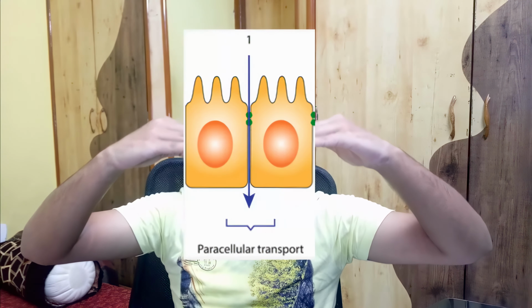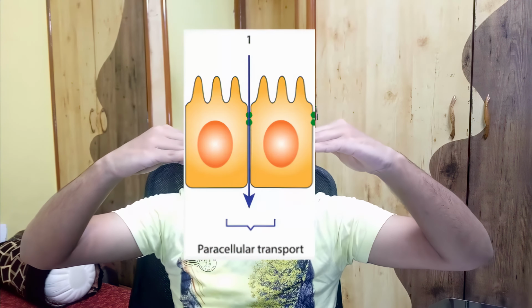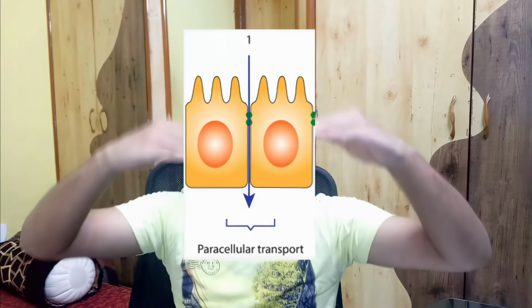So let's say you have an epithelial wall, this is one epithelial cell, this is another, but paracellular is when the molecules transfer between two cells. So this gap where my face is, this is the gap where the molecules will pass through in between two epithelial cells.